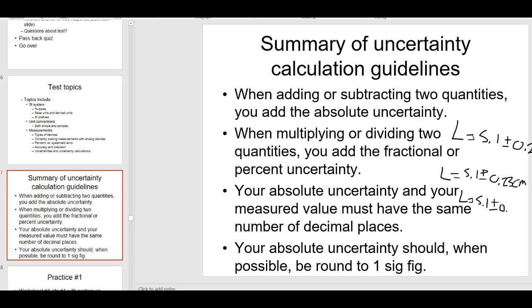When dealing with uncertainties, it's always better to overestimate your uncertainties just to be more conservative with your answer. And so notice now I've got one significant figure here, one significant figure here. This is correct. The last guideline is that your absolute uncertainty should, when possible, be rounded to one sig fig. So one significant figure in the absolute uncertainty.